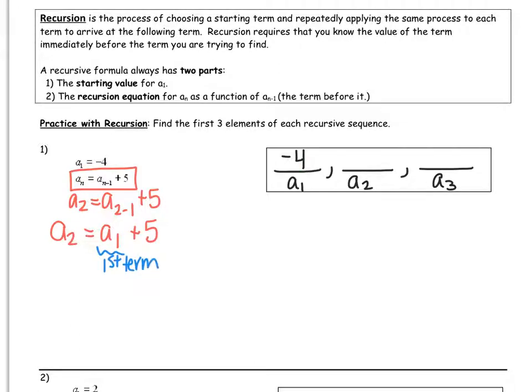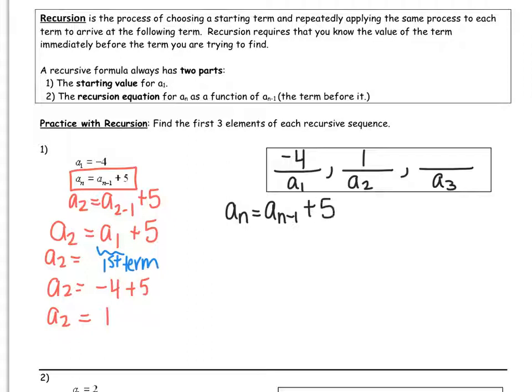So if my first term is negative 4, I'm just going to add 5 to it, and that will give me my a sub 2. So a sub 2 is equal to 1. And that will go here for my second term. So now if I want to find my third term, I'm going to rewrite that recursion equation and try to find my third term.